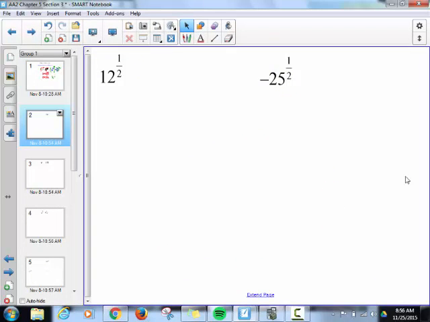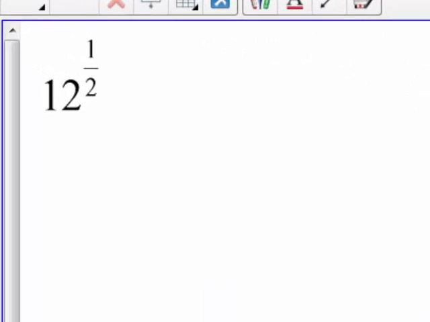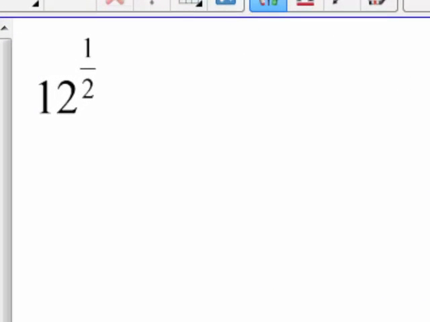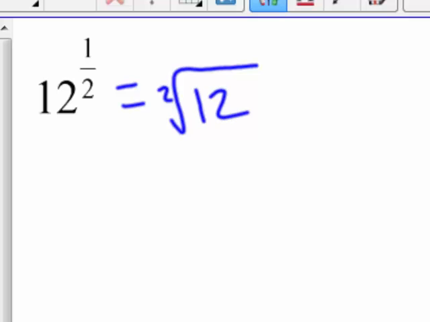So if I looked at these without using a calculator, let's just rewrite these. Okay, we won't actually do it, but let's just go back and forth. Could I write this as a radical? Sure, this would be the square root, right, of 12. That'd be the square root of 12. So I could go either way.